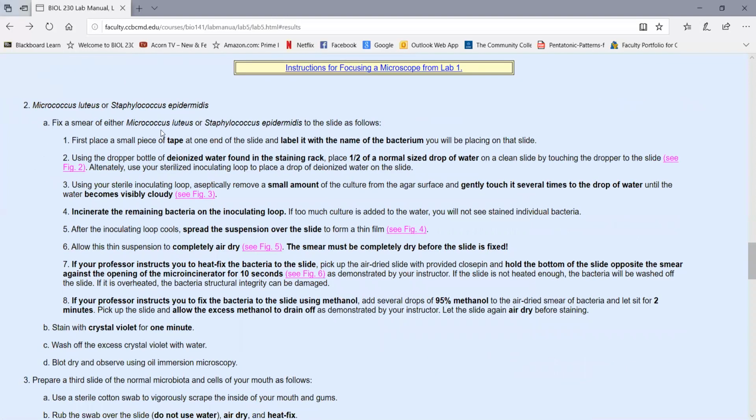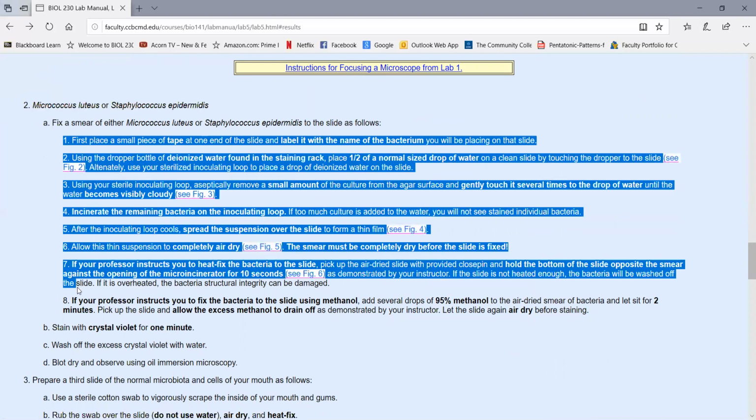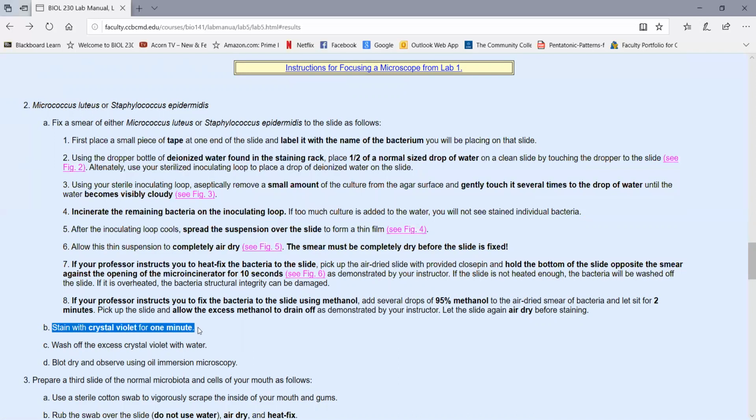Then you're going to make your second direct stain using the gram-positive you isolated, either Micrococcus luteus or Staphylococcus epidermidis. So again, the first 7 steps review how you fix the slide, how you prepare the slide for staining and heat fix it. Once you've heat fixed it, you're going to stain this one with crystal violet for 1 minute rather than safranin. After 1 minute, pick the slide up at an angle, wash off the excess crystal violet, put it in your book of blotting paper, blot it completely dry, add your drop of oil, and observe using oil immersion microscopy.